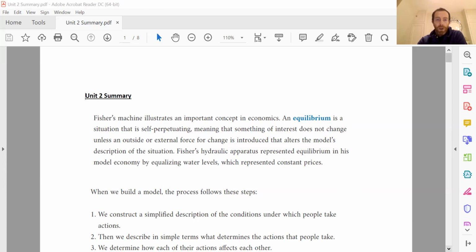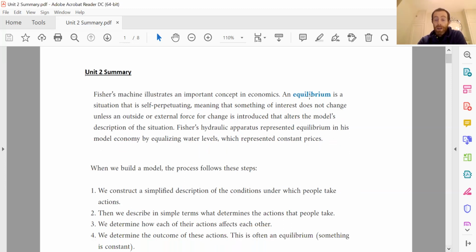So the first concept I just wanted to highlight is the idea of an equilibrium. What we mean by an equilibrium is a situation that is self-perpetuating, so that something of interest does not change unless an outside or external force for change is introduced. It sounds a bit complex, but what we mean in economics by an equilibrium is when we have an outcome or an allocation where we think things won't change, right?